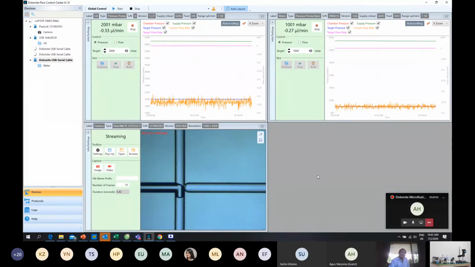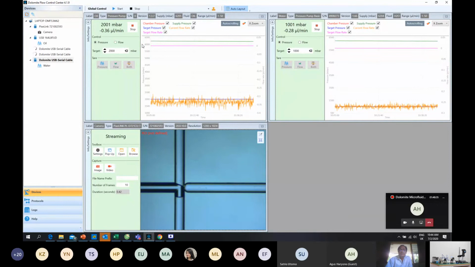Here is our software, called Dolomite Flow Control Center. We can control the parameters of our product. It is now connected to two pumps, as you can see here, and a microscope. We can see the chip junction here. This is a 3D pore chip with a hydrophobic surface coating, which means the continuous phase is hydrophobic, an organic solvent like oil, and the droplet phase is water in this case.